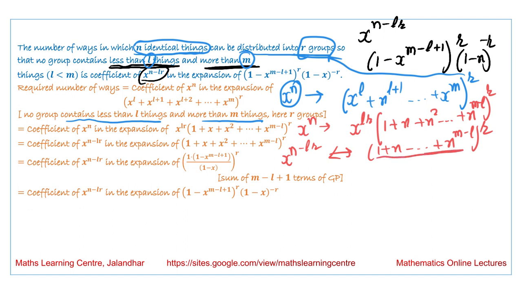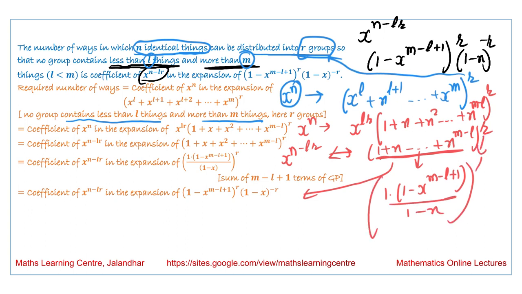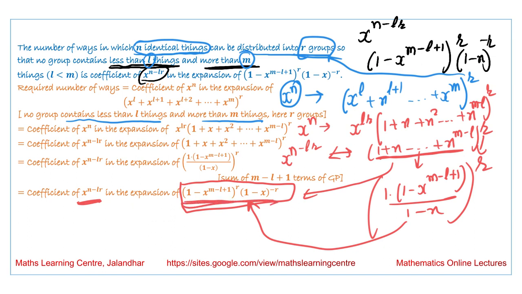This term, if we look at it, is just like a GP. So we can write this as equivalent to the sum of this GP, which is (1 minus x raised to the power m minus L plus 1) divided by (1 minus x), and the power we have is R over here. So it is the coefficient of x raised to the power n minus LR in the expansion of this expression.